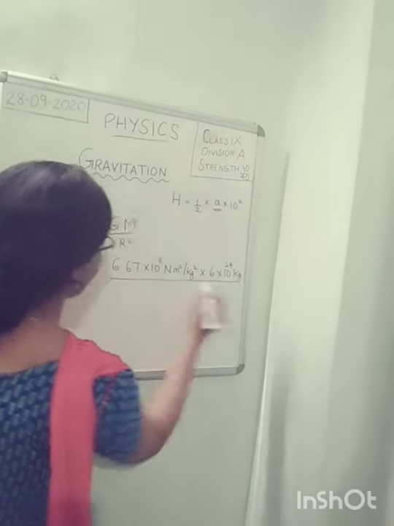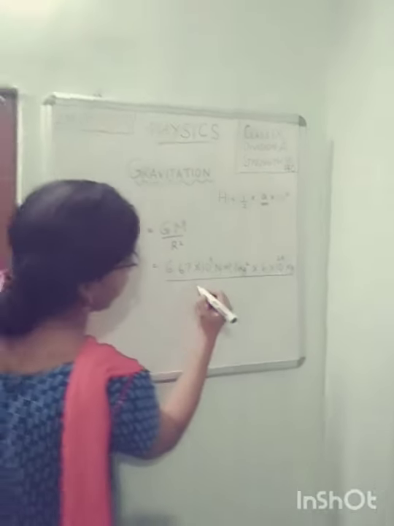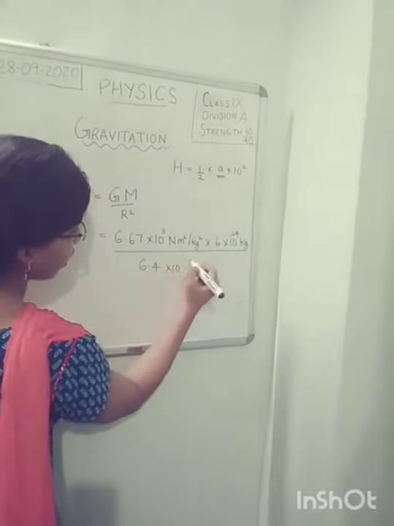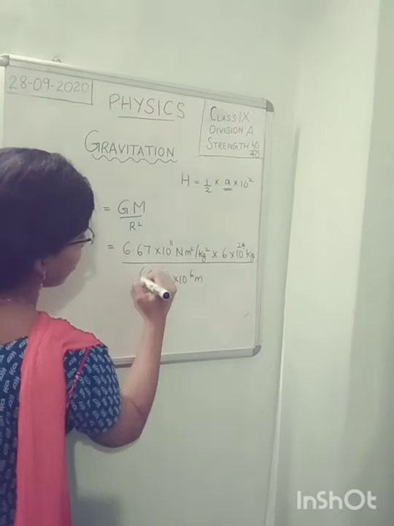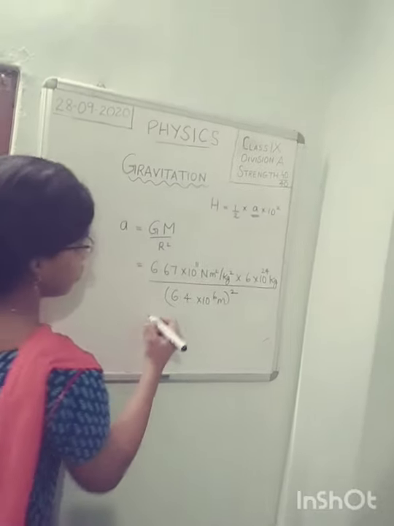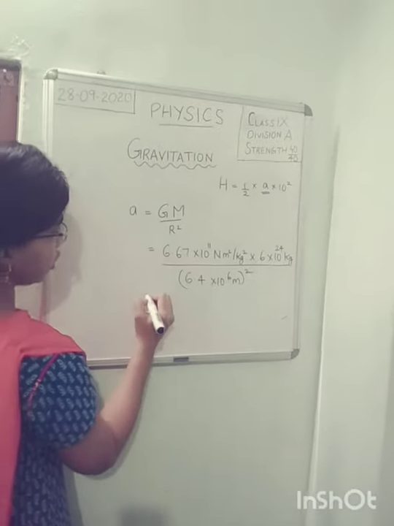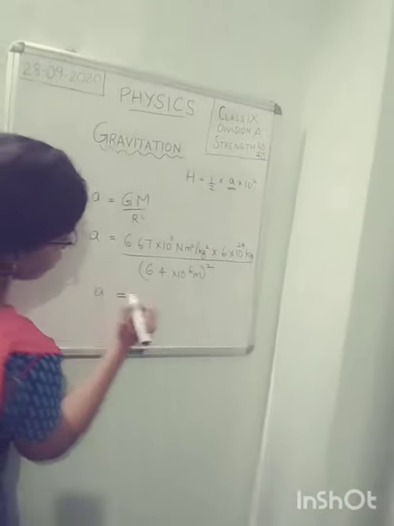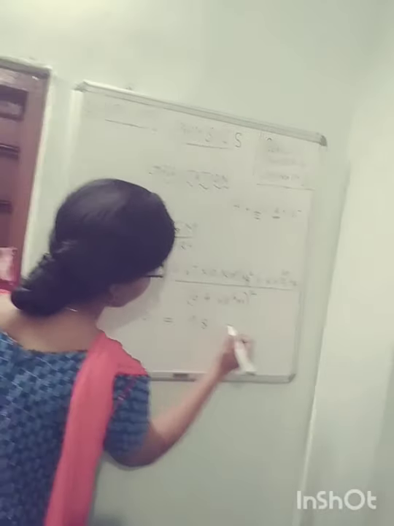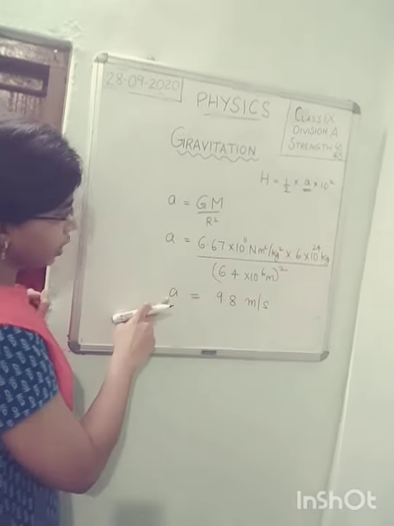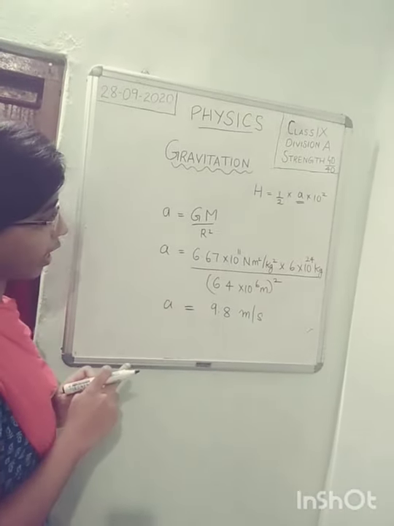So what is the value of R? Radius of Earth, average radius of Earth comes to be 6.4 into 10 raised to 6 meter. So it is R square, so I am putting whole square. So the value of A comes to be 9.8 meter per second square. Okay, so here we obtain the value of A.